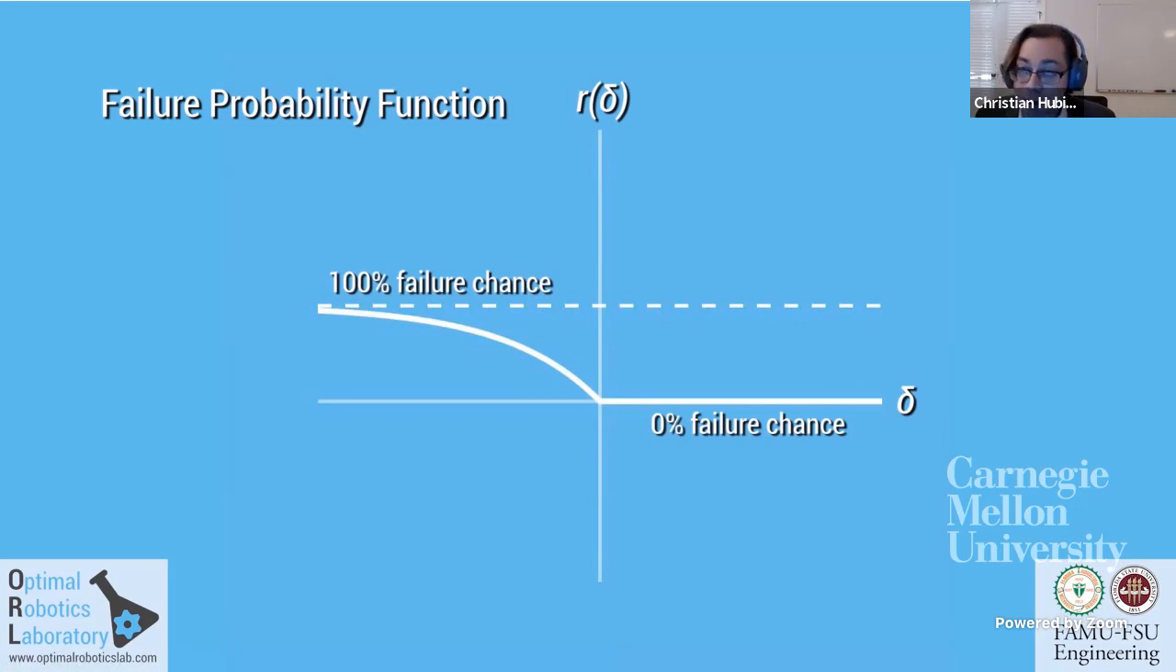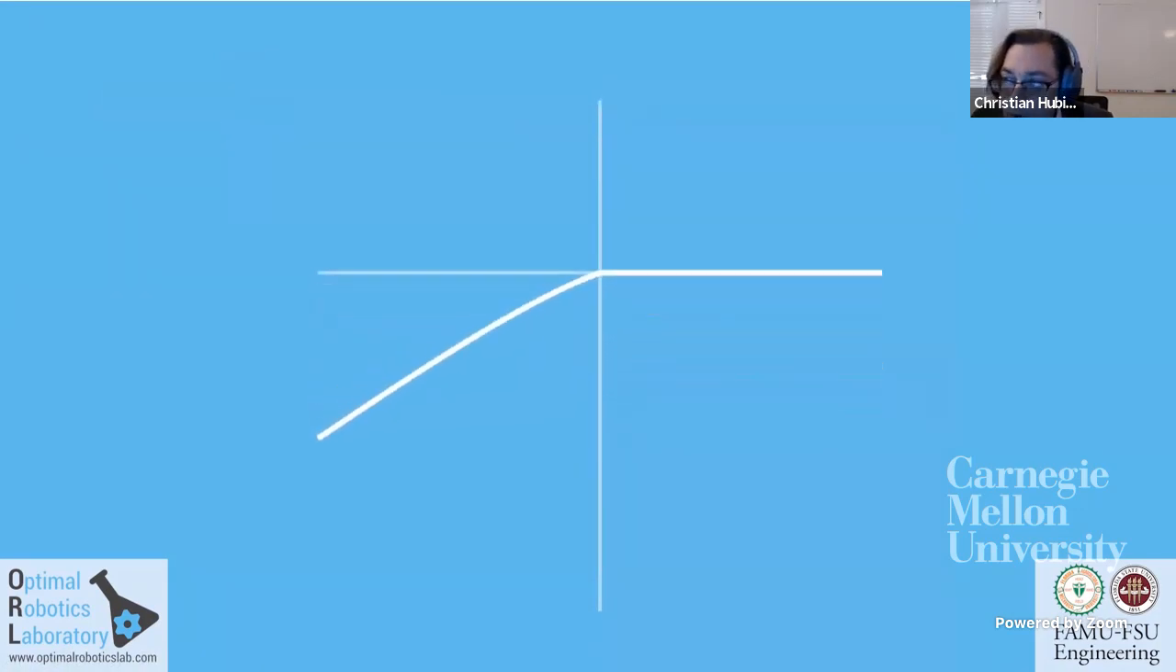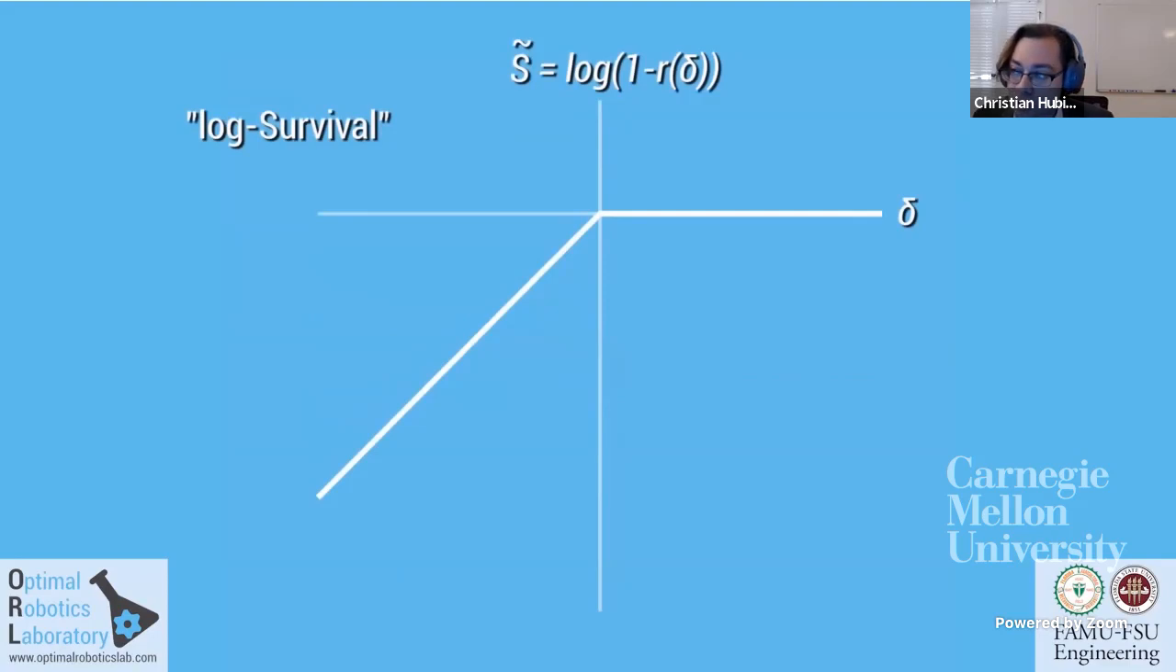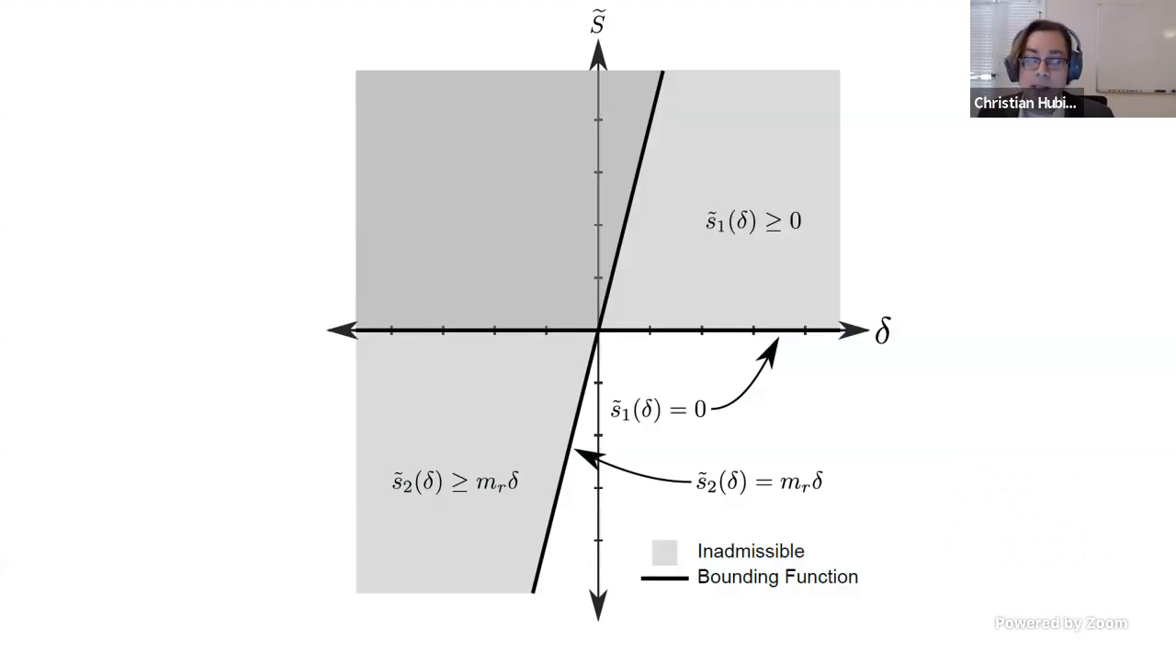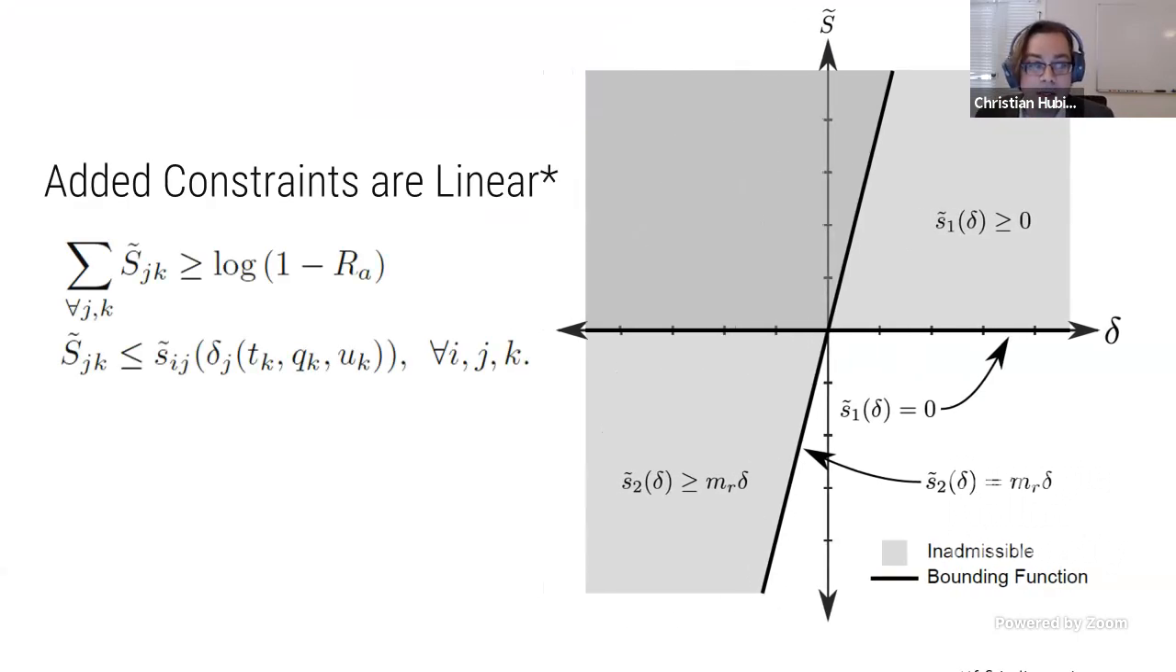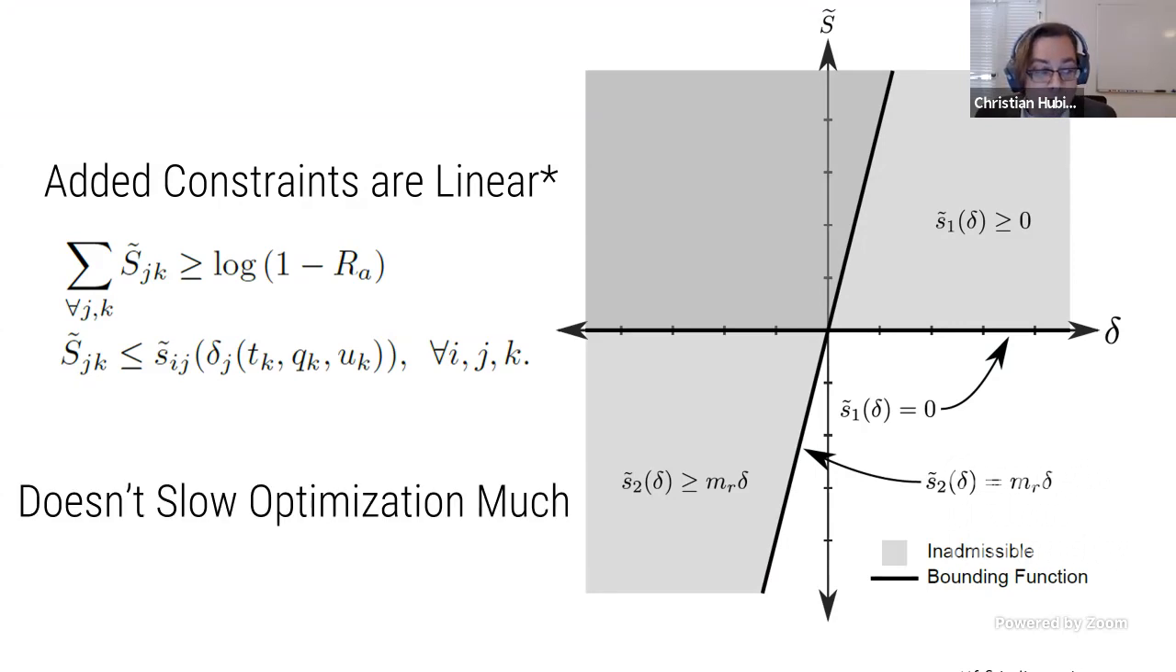And one thing we found is if you start taking the log of this, you start to get these piecewise linear curves, which are pretty nice because you can reformulate them in optimizations to have piecewise linear inequality constraints, which is nice because this makes nice linear constraints, and it doesn't slow the optimization very much, which is great.